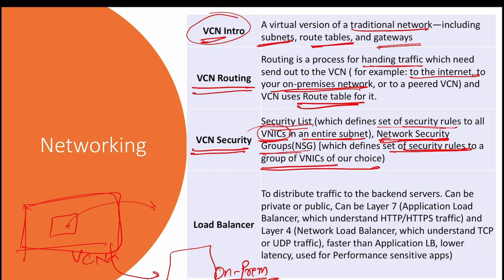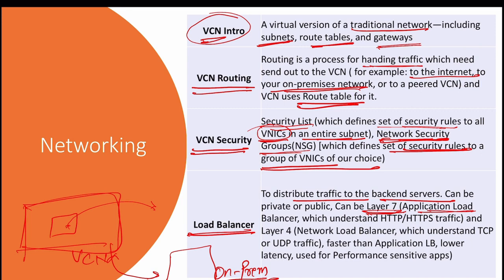Next we have the load balancer. What exactly is it? It distributes traffic to the backend servers. There are two types of load balancer. One is the layer 7 load balancer. That is, if you know the OSI model, from the physical layer to the application layer, the presentation layer and layer 7. So this is known as the layer 7 load balancer, also known as the application load balancer.